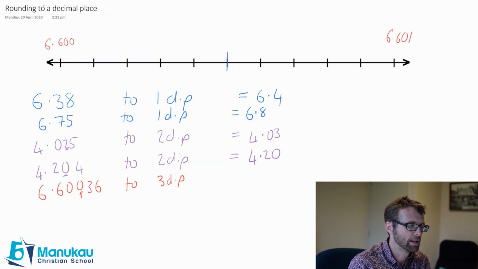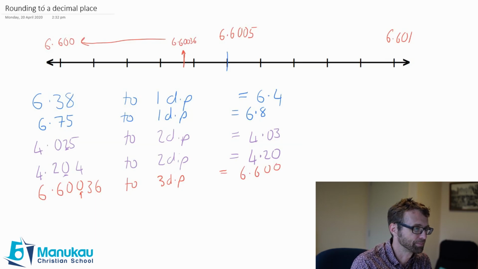Now where does this fall? Well, what's in the middle of these two? It's going to be 6.6005. That's halfway between. Now where's this? Well, 6.6001, 6.6002, 6.6003. So this one is maybe about there. 6.60036. You can see that it's closer to this value here, so we'd say it's going to be 6.600.